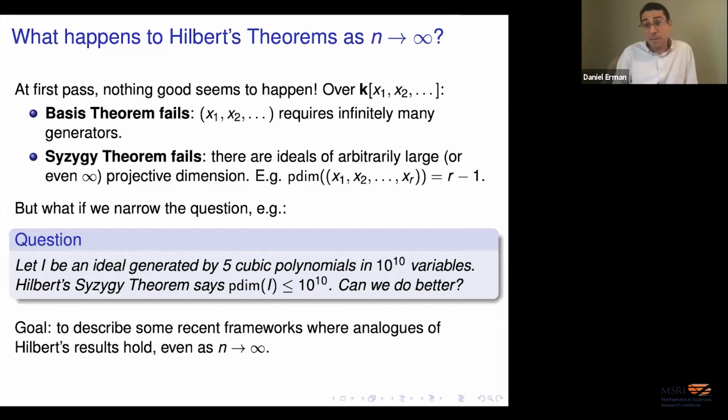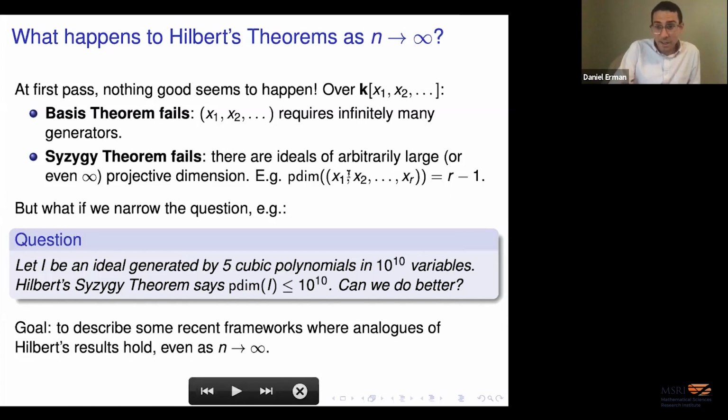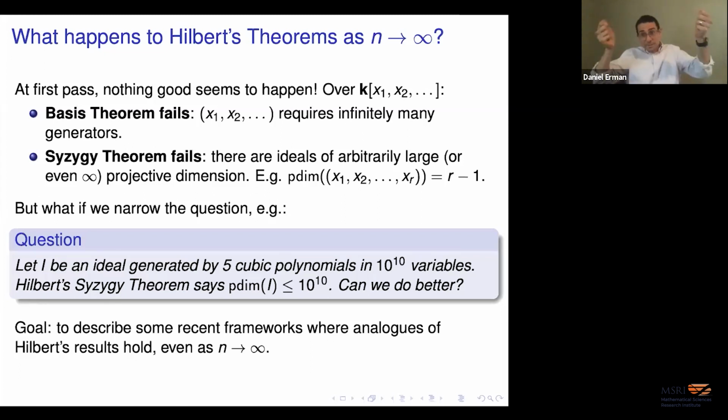And the Syzygy theorem fails. You can find ideals that have higher and higher projective dimension. So for instance, if you take r variables, the projective dimension is r minus 1 of that ideal. Or if you took infinitely many variables, then the projective dimension would be infinity. So both the basis theorem and the Syzygy theorem at first pass seem to fail in infinitely many variables. So if we want analogs, we've got to look closer and narrow what we mean.